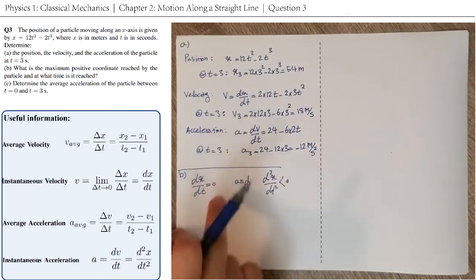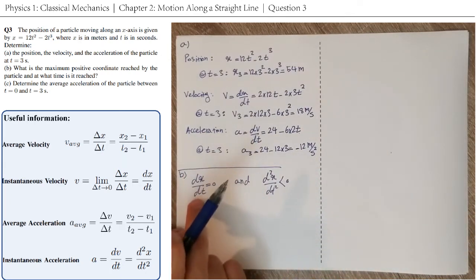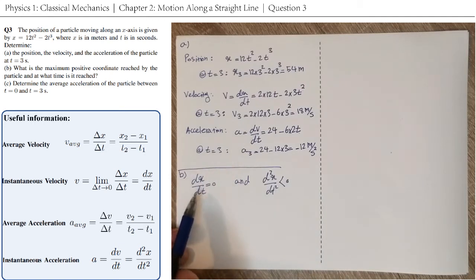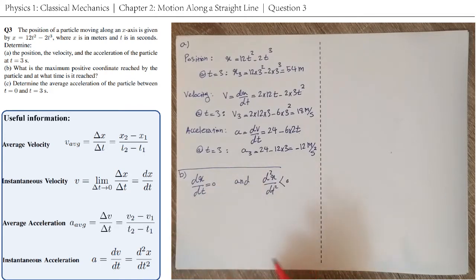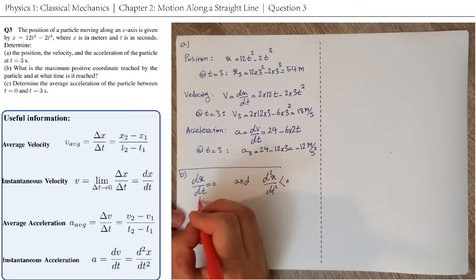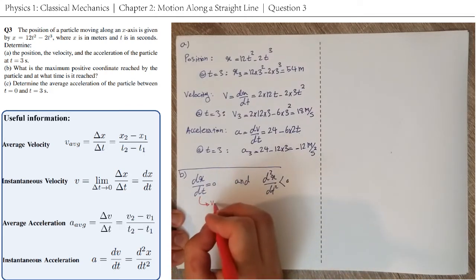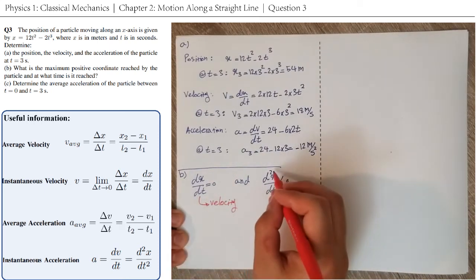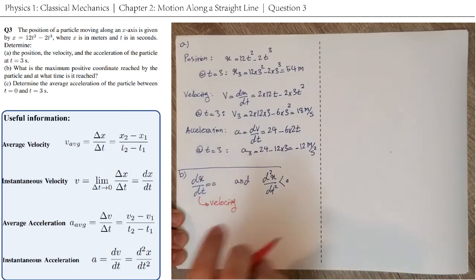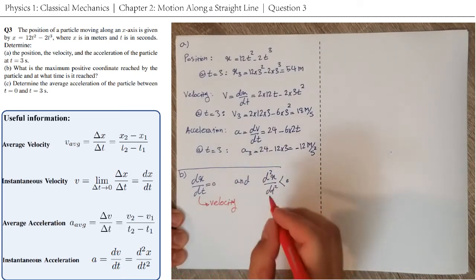Now looking at dx over dt, what is the physical meaning of dx over dt? Well, by now you should know that dx over dt is just the definition of velocity. So this is just velocity, and the second derivative of x with respect to time is, by definition, acceleration.